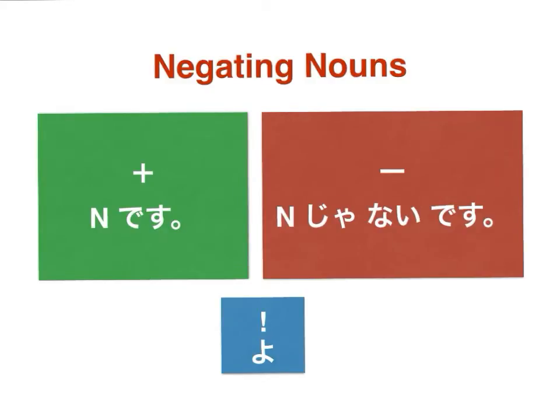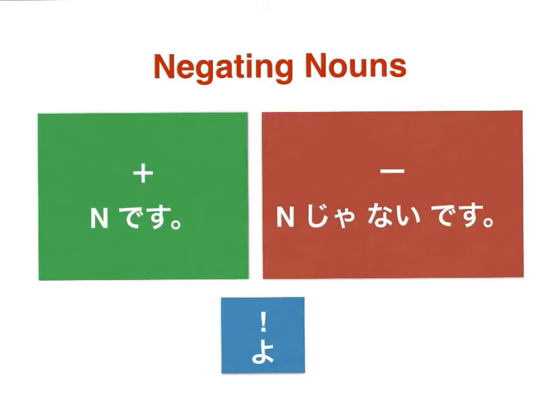So for affirmative sentences, we'll use noun plus desu. For negative sentences, we'll use noun plus じゃないです. Also, as an extra little trick here, we can add yo at the end of a sentence. This has the effect of being like a spoken exclamation point. It adds a little extra emphasis to whatever it is you want to say.